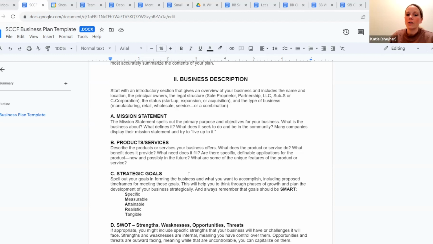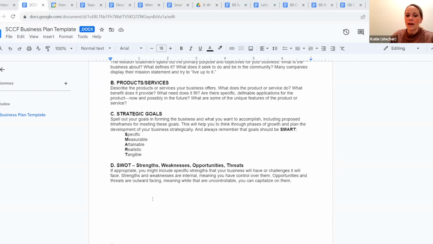Next, we have our SWOT analysis. Now, a SWOT analysis is a great thing to do regardless. This is a little exercise. You can find them online. It's kind of like a little grid where you outline your strengths, your weaknesses, your opportunities, and your threats. And this is a way to highlight what makes you strong as a business and as a business owner and as a business model, but also acknowledging that there are challenges.